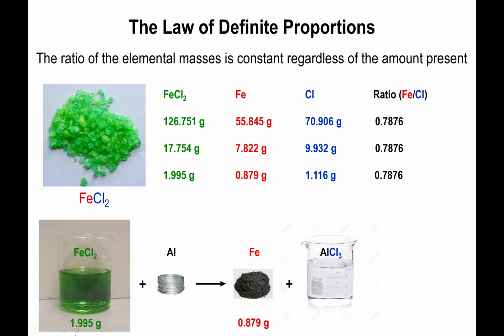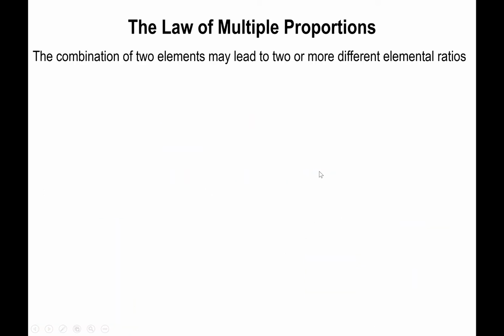So from this 1.995 grams of iron(II) chloride that you dissolved in water, you added aluminum, you isolated the iron from it, collected it, dried it, and found the mass to be 0.879 grams. And at that point, to get the mass of the chloride, all you do is subtract the 0.879 from the 1.995 grams to get the mass of the chloride, which in this case is 1.16. And so that's how the values that you see here on the table can be gathered and obtained.